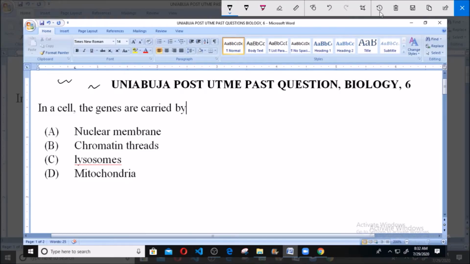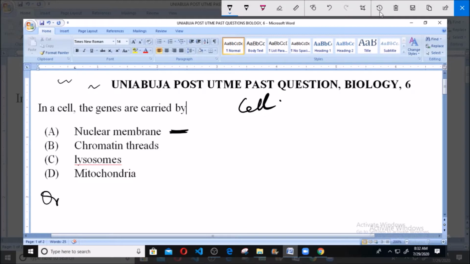Today we'll be dealing with Uniabuja Post-UTME past question, biology question 6. In a cell, the genes are carried by A. Nuclear membrane, B. Chromatin threads, C. Lysosomes, and D. Mitochondria. Now, in a cell, we have the nuclear membrane, we have the chromatin, we have the lysosome, and we have the mitochondria.